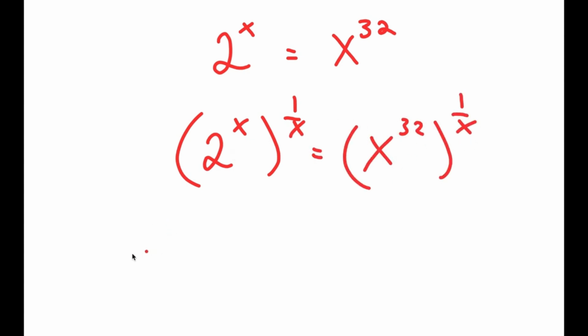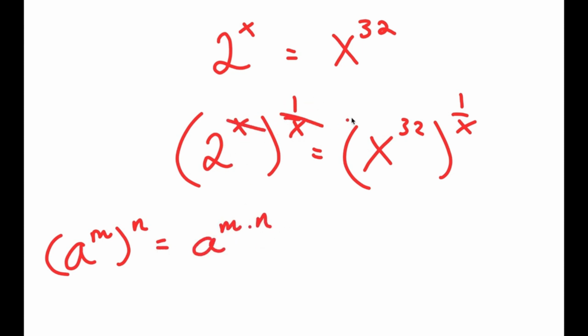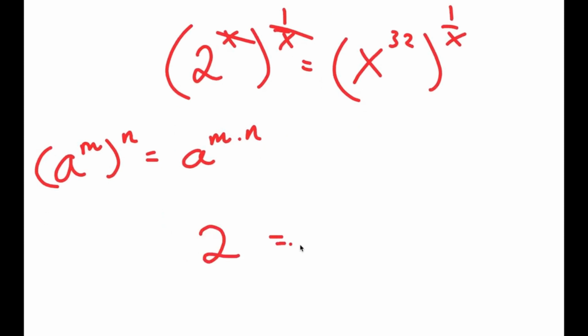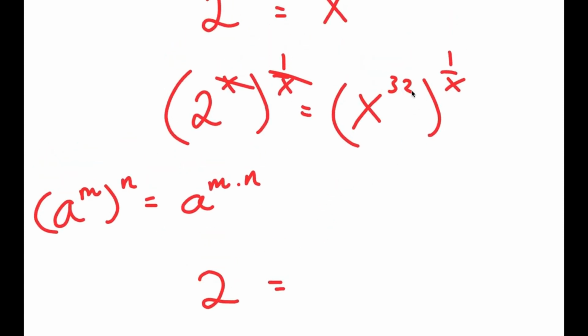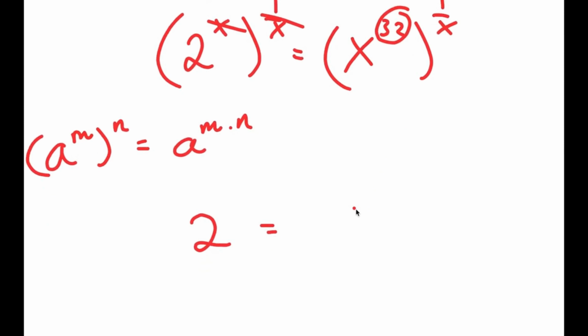The reason I did this is because if I have something in the form a to the power of m to the power of n, this is equal to a to the power of m times n. So x and 1 over x, these two cancel out. So on my left-hand side, I just have 2. And for my right-hand side, 32 and 1 over x multiply to get 32 over x.